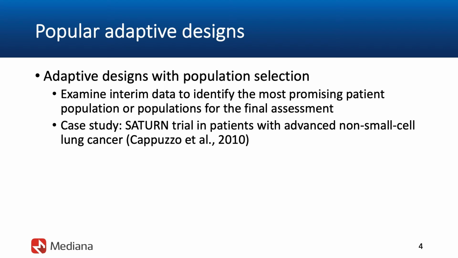That was an example, one of the first examples of a multi-population trial. It was conducted in patients with advanced non-small cell lung cancer. The results were published in 2010. And even though this was not technically an adaptive design, I will explain to you how this particular trial could have actually benefited significantly by employing certain data-driven decision rules that would help identify the best patient population for the final analysis.